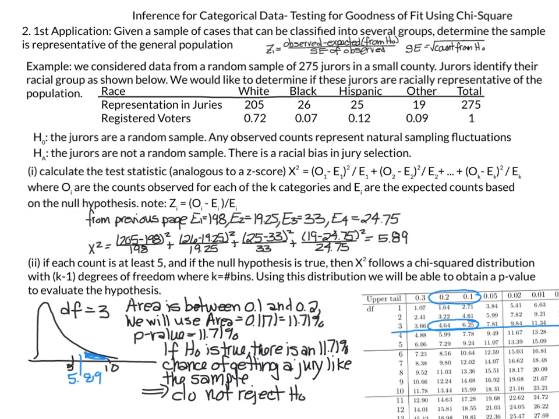And 11.7%, that's a pretty good percent. It's not unlikely. So that means it's not an unlikely representative. This is something that we can expect to happen. So we do not reject H0, which means we cannot jump to the conclusion that there's racial bias in jury selection. It sure looks like it's okay.